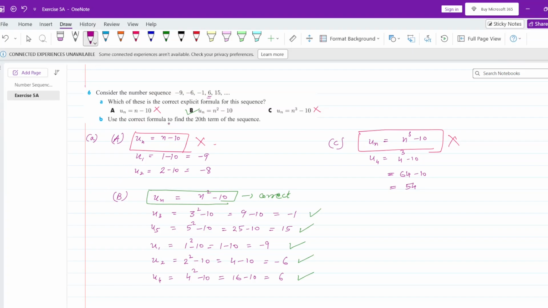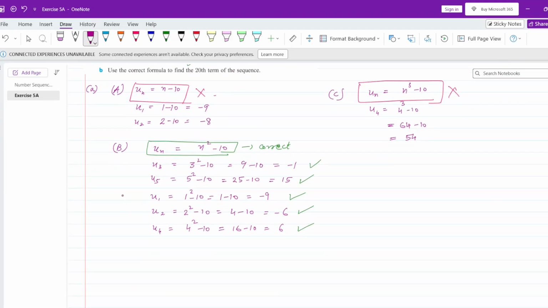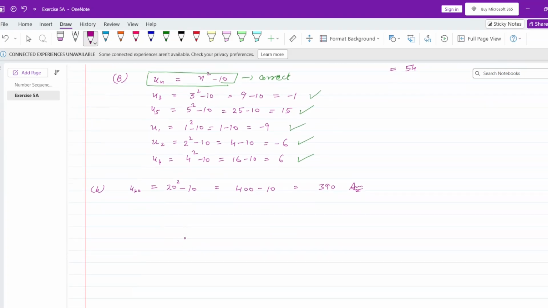Use the correct formula to find the 20th term of the sequence. So we know the correct formula is this one. If we find the 20th term, we get 20 square minus 10. That is 400 minus 10. That equals 390. That's the answer. Let's go to the next question.